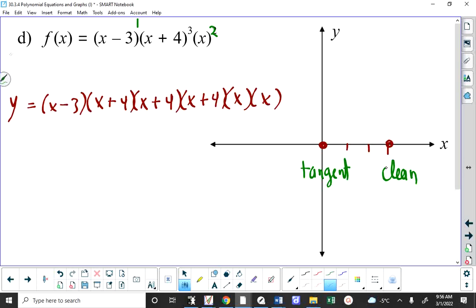We also have a negative 4. Not perfect in there with my scale, but I'll clean it up a bit. Since the exponent on the corresponding factor is 3, this will be an inflection point.